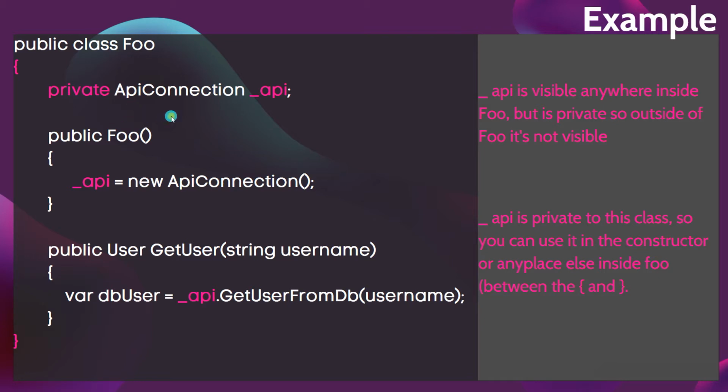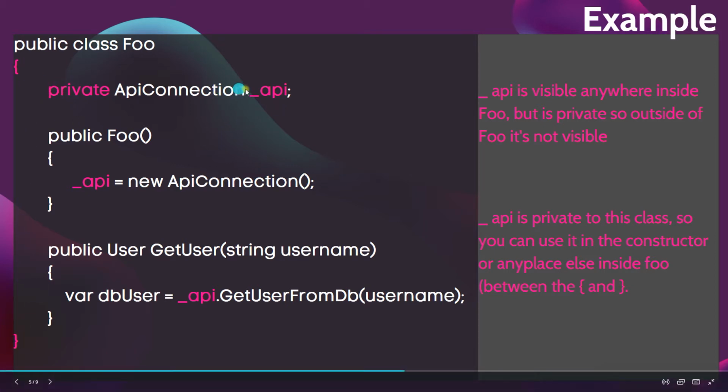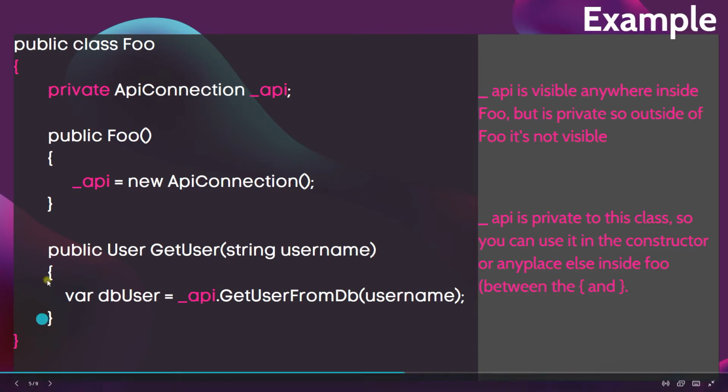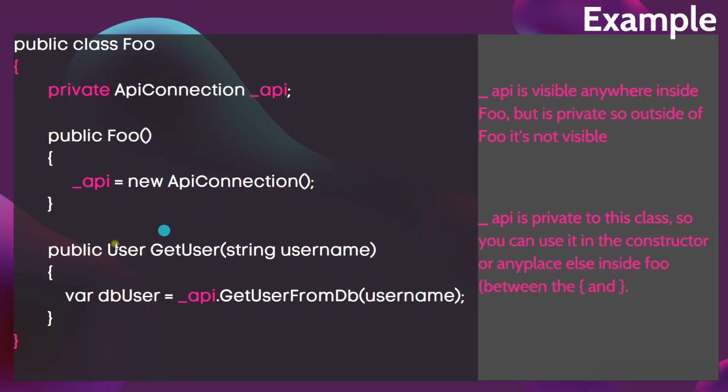Okay, so let's look at the scope of this private variable. You would think that because it's marked private that we wouldn't be able to use it. But what private in this context means is the variable _API is visible everywhere inside the curly braces where it's defined. In this case, the whole class foo. We can use it inside anything that's created at the same level. So underscore API, we can use that inside our constructor.